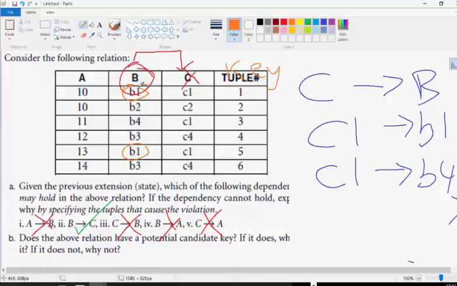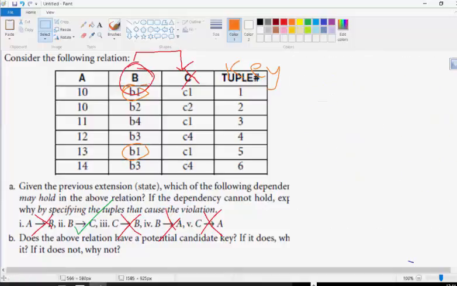What about AB? Combine A and B. So look at AB. I didn't say just take A. I said pick A and B. So you have, let's see, 10 and B1. There is 10 and B2. It's not repeating. They are different pairs. 10 B1, 10 B2. They are different.